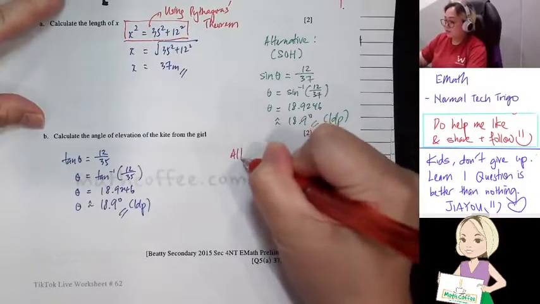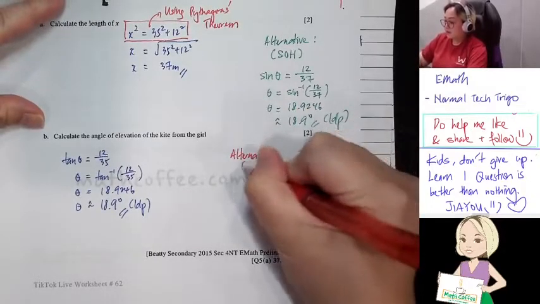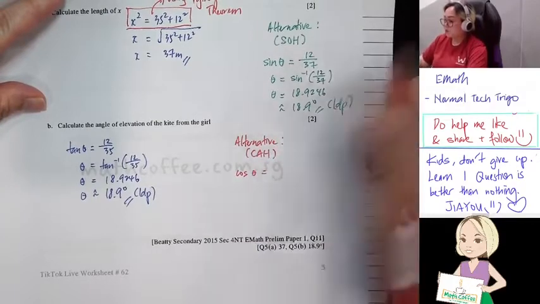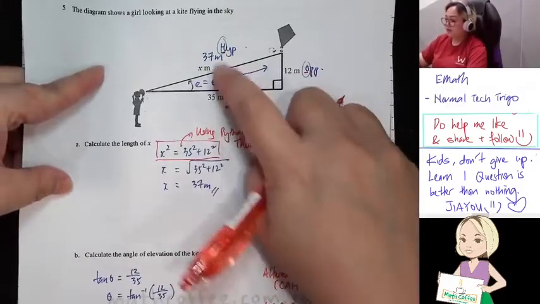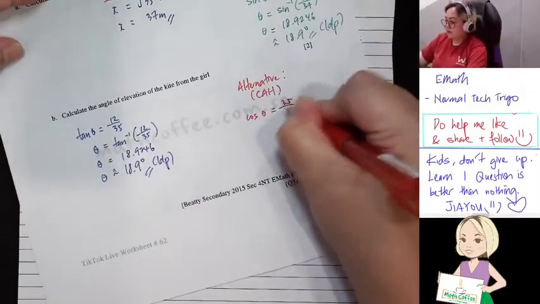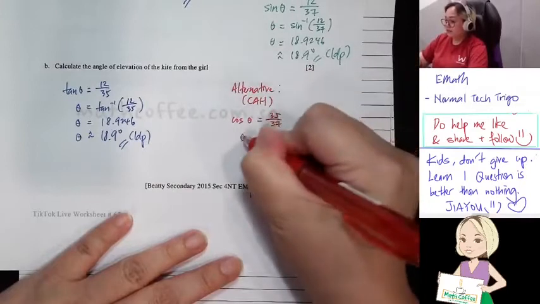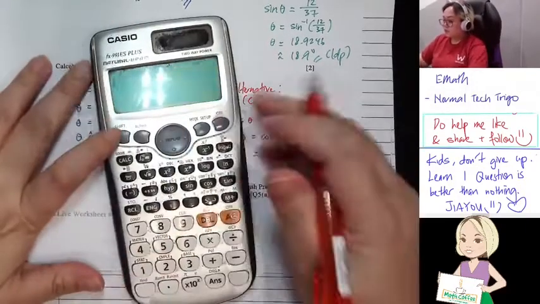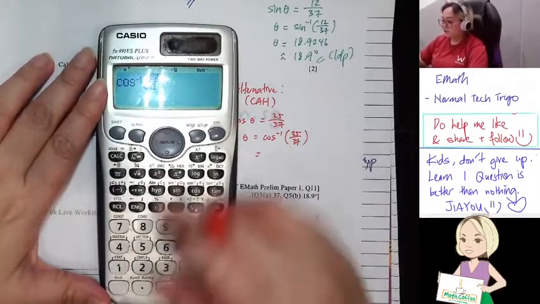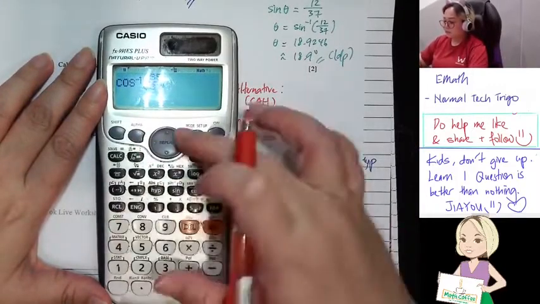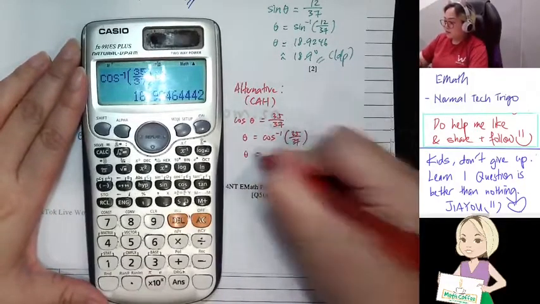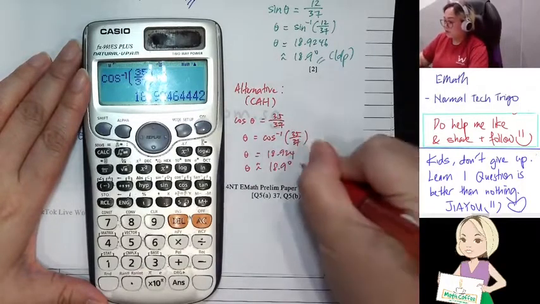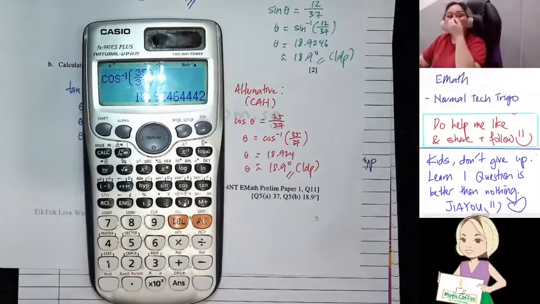So for my another alternative, I use red color. This time round, I'm going to use CAH. So it is cosine theta is equals to A over H, so it's 35 over 37. Same thing, to find theta, I will just do cosine inverse 35 over 37. So we have cosine inverse fraction 35 over 37, and you get 18.924. Round off to 1 dp, 18.9 degree. Theta, 1 dp. Done. So you see all three give us the same answer.